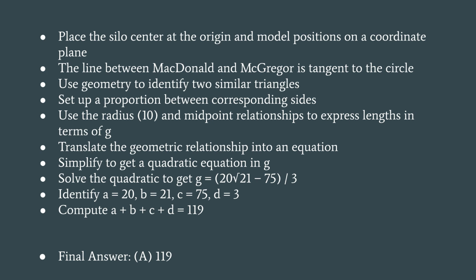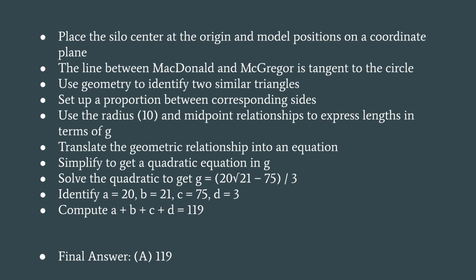Place the center of the silo at the origin. McDonald and McGregor form a line that is tangent to the circle, so we use geometry and similar triangles to relate the distances. We focus on two triangles that turn out to be similar, which lets us set up a proportion between corresponding sides. The radius of the silo is 10, and the midpoint of the segment between the two people helps us express one of the lengths in terms of g.